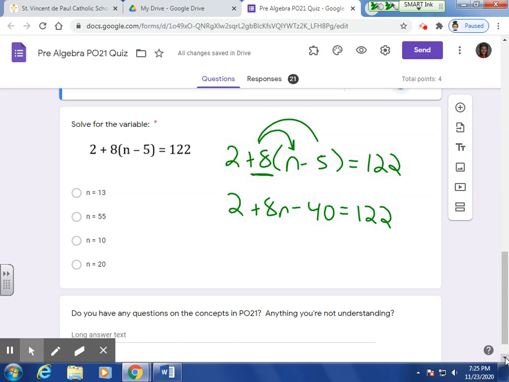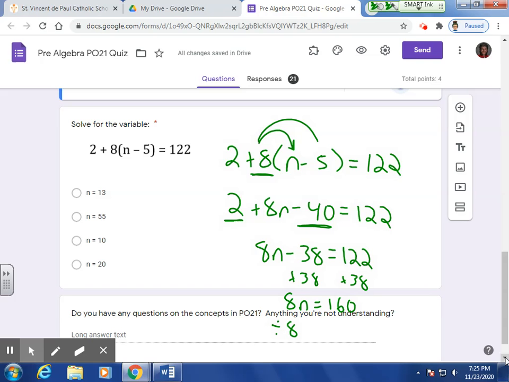But we're not quite to a two-step equation yet. Okay? We do have these two constants, positive 2 and a negative 40, which make a negative 38. And so we have 8n minus 38 equals 122. Again, we haven't used any opposite operations yet, right? We haven't moved anything until we get to our two-step equation, which is where we're at now. So we're going to add 38 to both sides. That gives us 8n equals 160.